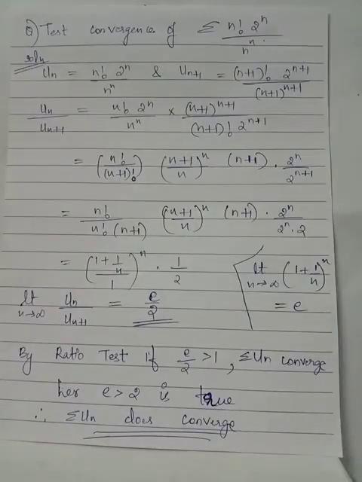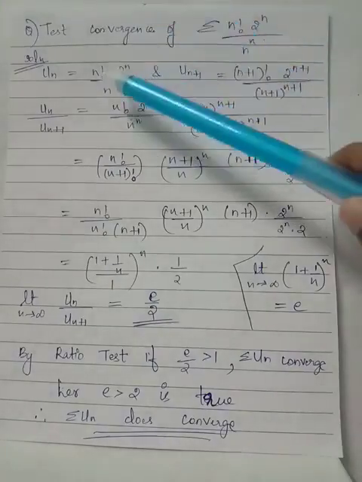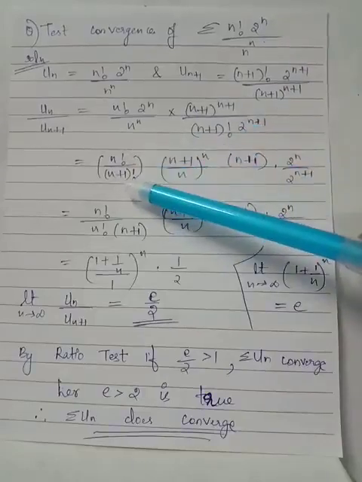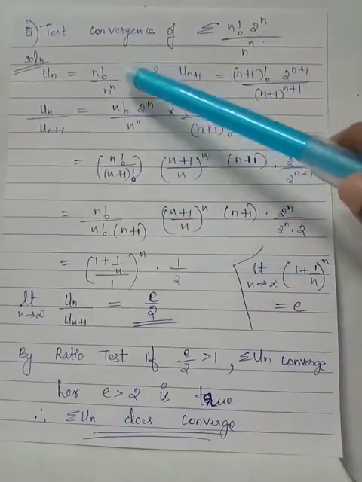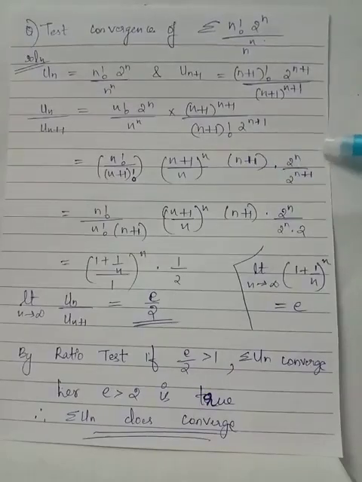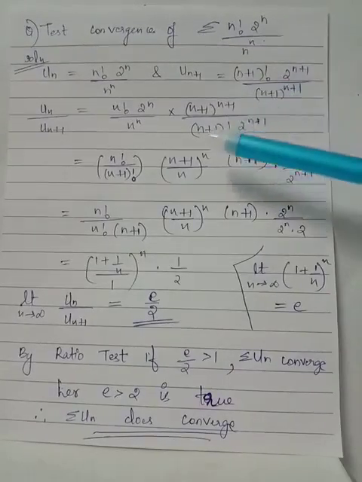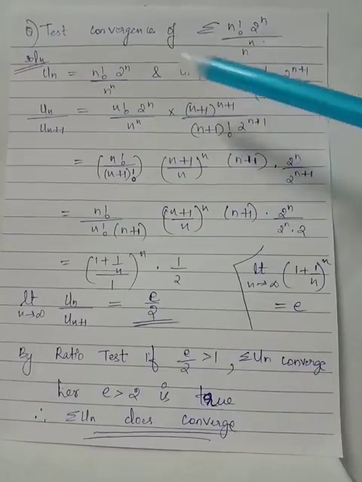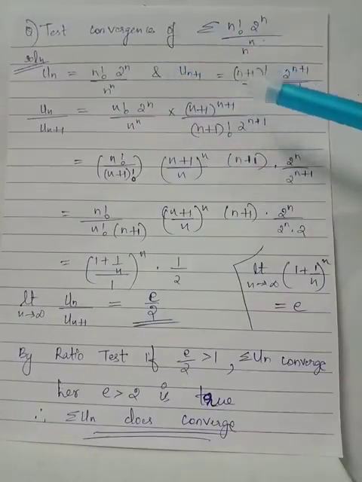We group the terms which have similar fashion. N factorial of un and n plus 1 factorial of un plus 1 are of the same fashion, so they have been grouped. 2 raised to n of un and 2 raised to n plus 1 of un plus 1 are of the same fashion, therefore they have been grouped. Now n plus 1 the whole raised to n plus 1 of un plus 1 and n raised to n of un are of the same fashion.